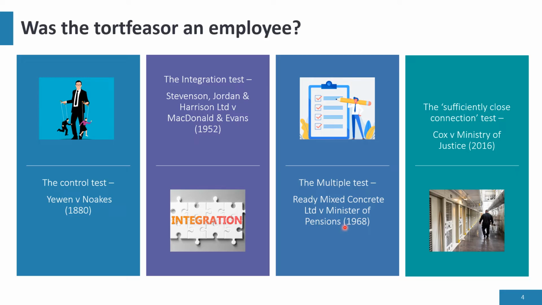Firstly, the individual must provide work or skill for the employer in return for payment or other remuneration. Secondly, the individual must have agreed either expressly or impliedly that they will work under the control of the employer. And thirdly, the other circumstances of the individual's working agreements must be consistent with those of an employee.